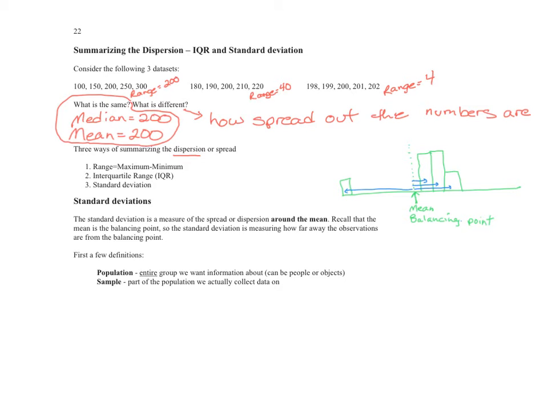But before we talk in more detail about standard deviation, there's a couple definitions we need to get out of the way. And that's population versus a sample. And we're going to talk about this in a lot more detail. But for today, we need to know that the population is the entire group that we want information about. And the sample is just a part of that group. It's some subset of the population that we actually have data on.